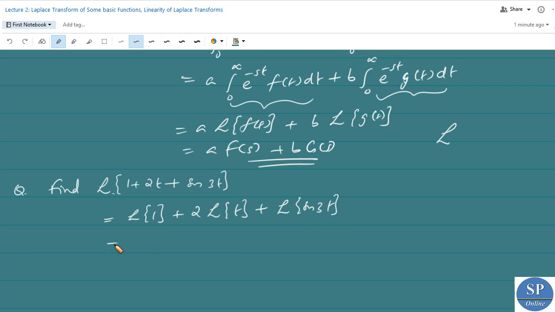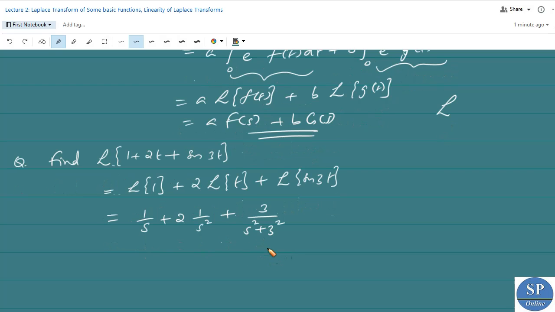Okay, so this is equal to, we know L of 1 is 1 by s, plus 2 into L of t is 1 by s square, plus L of sine 3t. We know L of sine kt is k by s square plus k square. So this is 3 by s square plus 3 square, that is s square plus 9. So we have this is nothing but 1 by s plus 2 by s square plus 3 by s square plus 9. So this will be the Laplace transform of this function.